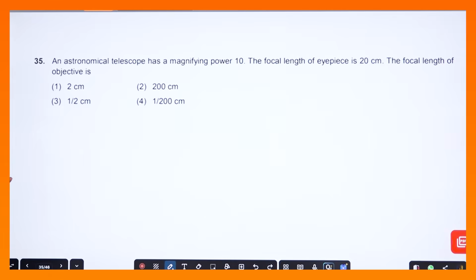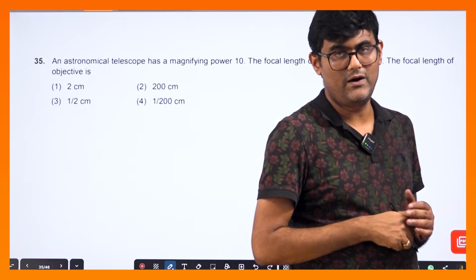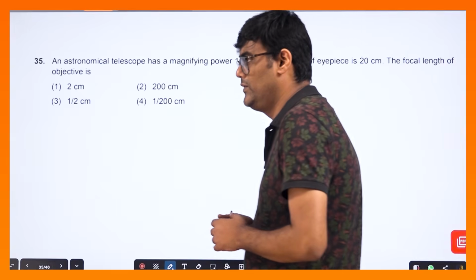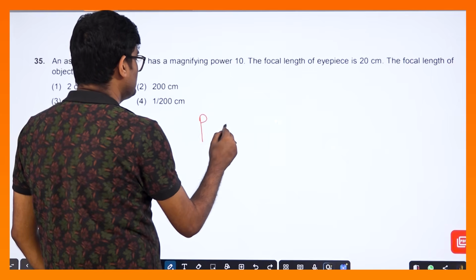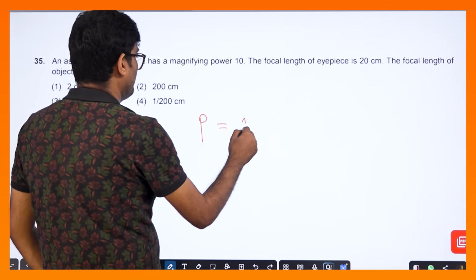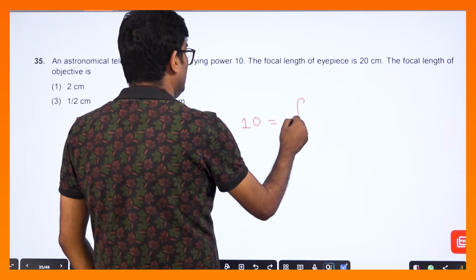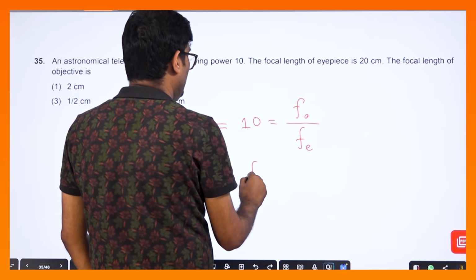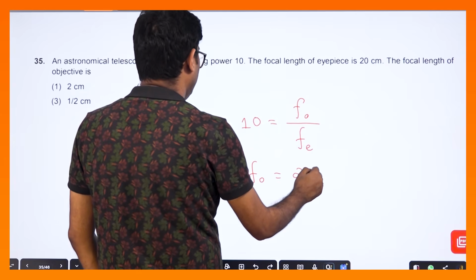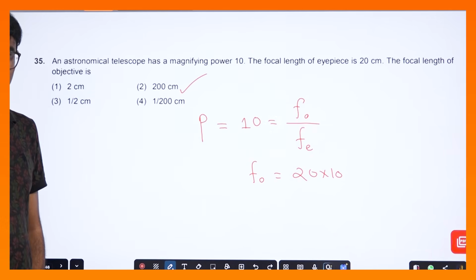An astronomical telescope has a magnifying power of 10, focal length of eyepiece is 20. What is the focal length of the objective? In which setting this magnifying power is given, it is not given. So we will take it in normal adjustment. In normal adjustment, the power is given as 10, so that will be equal to focal length of the objective divided by focal length of the eyepiece. Now focal length of the objective will be focal length of the eyepiece into the power, which is 200 centimeter. That is the correct answer for this question.